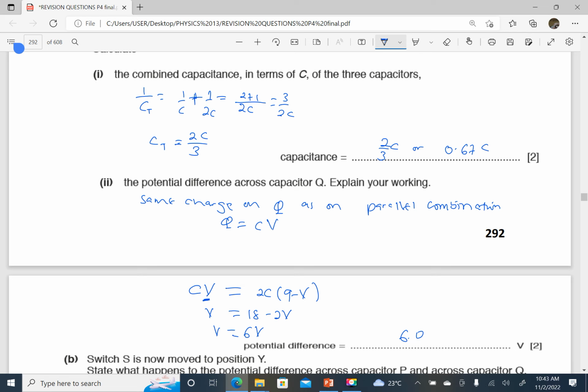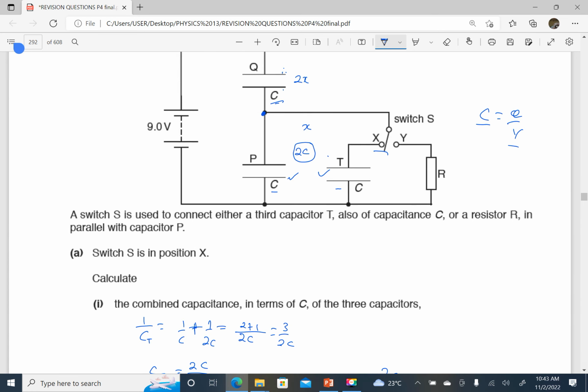Alternatively, because all the charge arrives on Q, we can use the concept of total charge. So total charge, I'll call it Q total, from charge is C times V, is going to be total capacitance times total PD, or total voltage supply. Total charge is going to be total capacitance, we got it as 2 over 3 C, times PD, which is 9. Total charge is 6 times C in coulombs. Remember, all this charge arrives on capacitor Q.